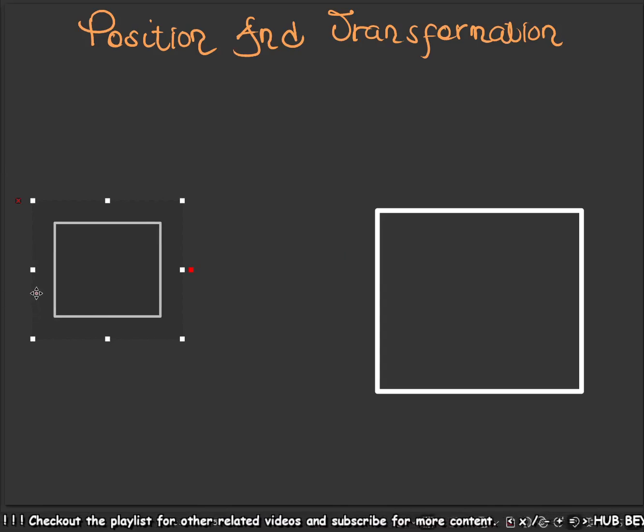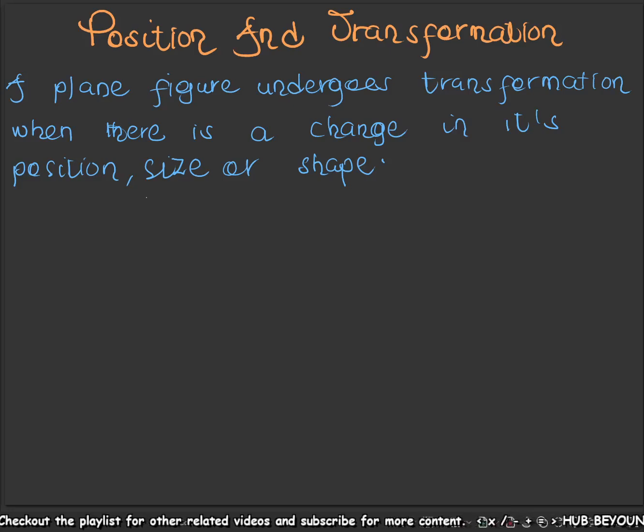So let's define what transformation is. We say a plane figure undergoes transformation when there is a change in its position. Take note, its position, its size, or its shape. So if you have a plane figure and you end up changing its position or size or shape, then you can say it has undergone transformation.